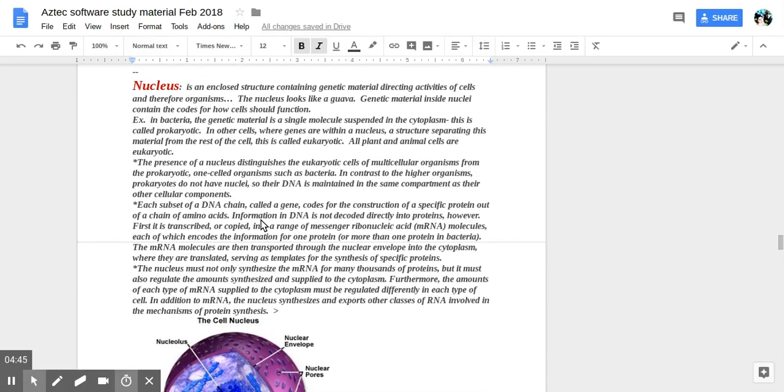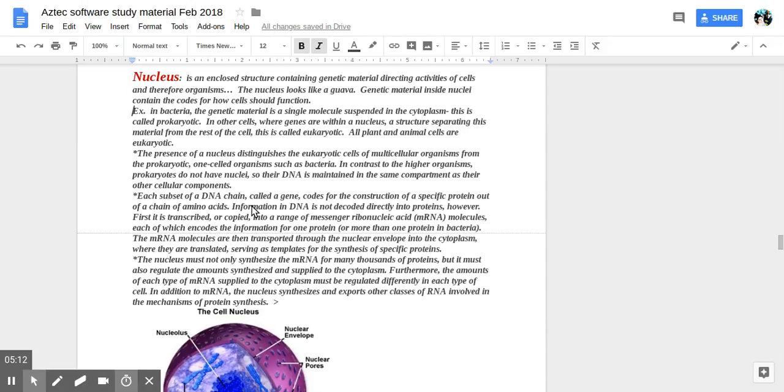So the presence of a nucleus distinguishes the eukaryotic cells of multicellular organisms, whether they be plants or animals, from the prokaryotic, which are one-celled organisms such as bacteria. In contrast to higher organisms, prokaryotes do not have a nucleus. Their DNA is maintained in the same compartment as their other cellular components.